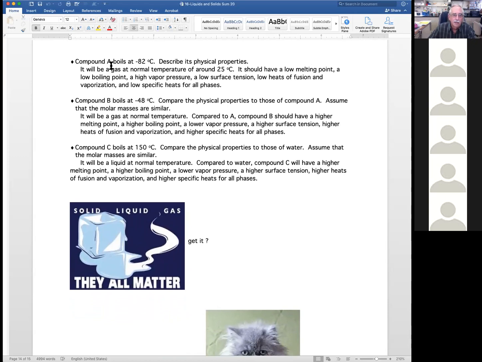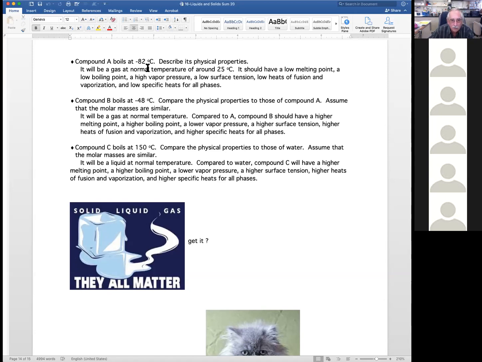So compound A boils at minus 82. What can you tell me about it? Well, at normal temperatures, it's going to be a gas. It should have a low melting point, a low boiling point, a high vapor pressure, a low surface tension, low heats of fusion and vaporization, and heats of all phases, specific heats.